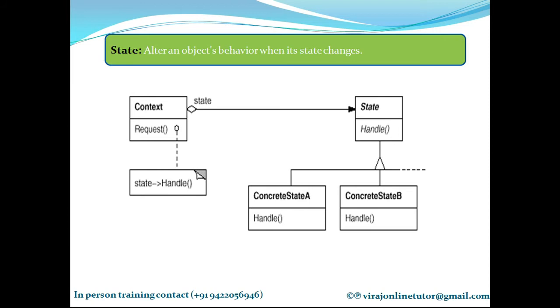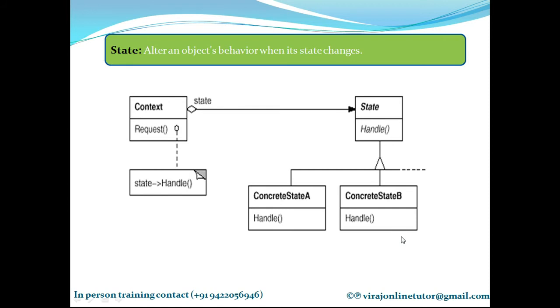The context has a reference to the state object. Normally the state object does not contain any fields or data members. With a change in state, you also change the behavior. In this state diagram, there is a context which has a request method, and this invokes the handle of a state. There is a state with a handle API, and there are concrete state A and concrete state B.